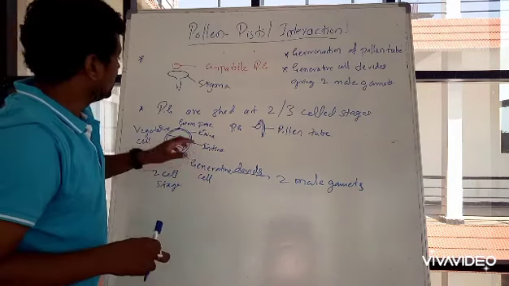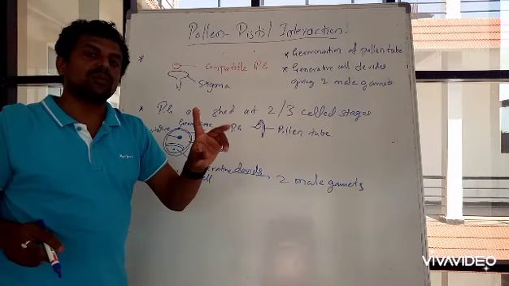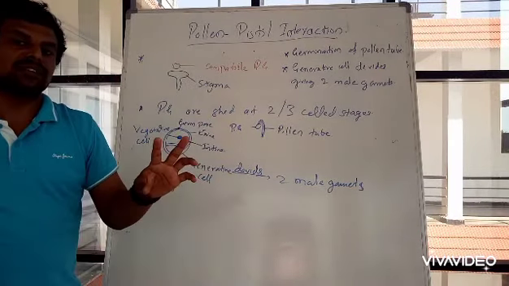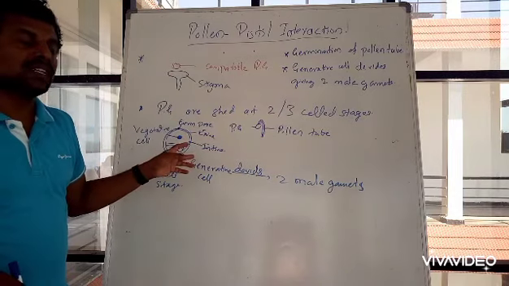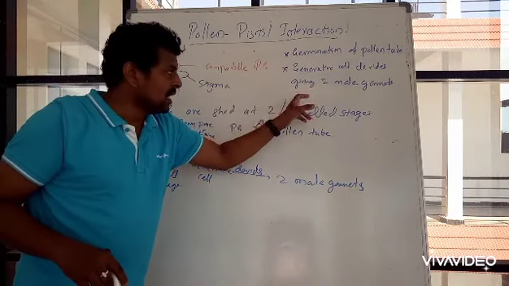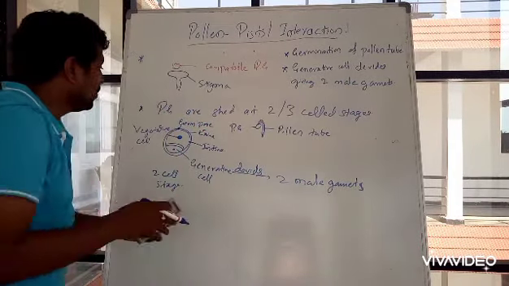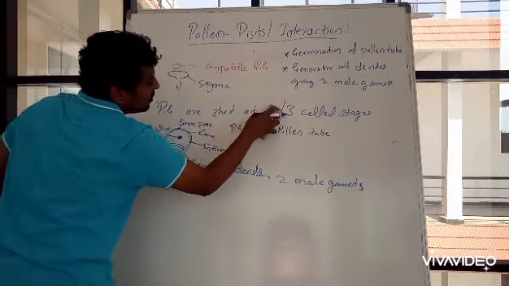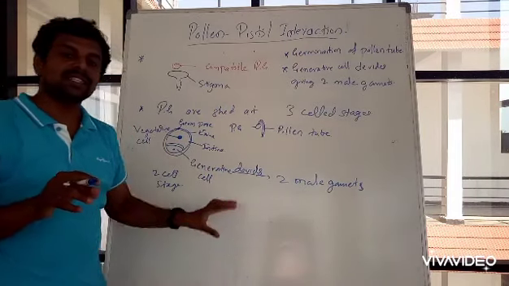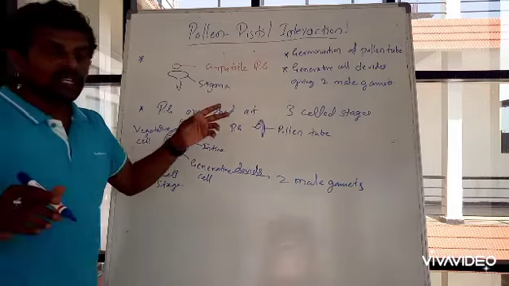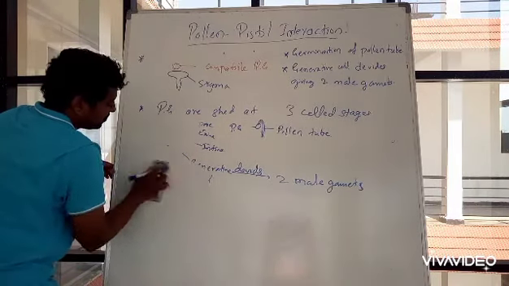As I said, if the pollen grain is of two cell stage, it will be having two cells. One is vegetative cell and the other is generative cell. Vegetative cell provides nourishment to the generative cell, and the generative cell divides, giving two male gametes. If the pollen grain is of three cell stage, I will just remove this diagram.